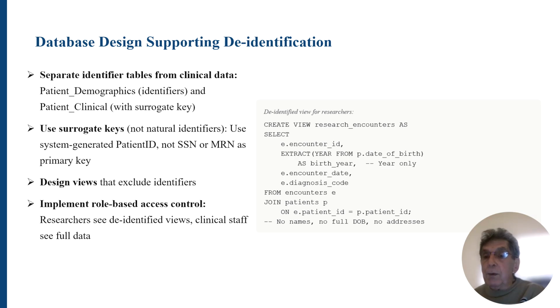Looking at the SQL example, the research encounters view selects encounter and clinical data, but extracts only the year from the date of birth, so it's safe harbor compliant. Includes encounter date and diagnosis code, but does not include the patient name, date of birth, or address. Researchers query this view and never see identifiers. The database design enforces the separation.